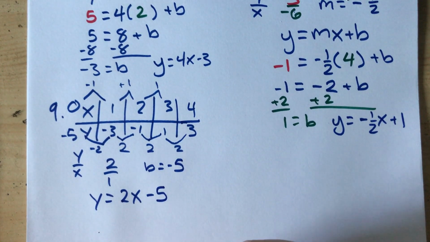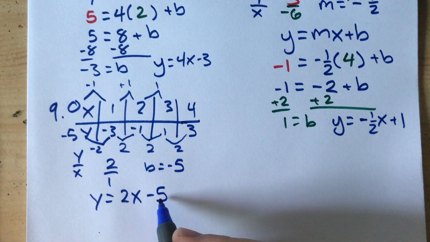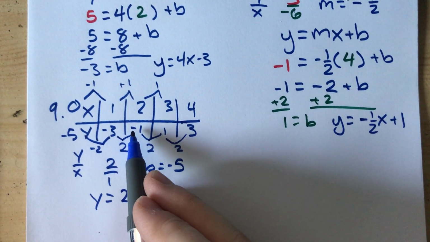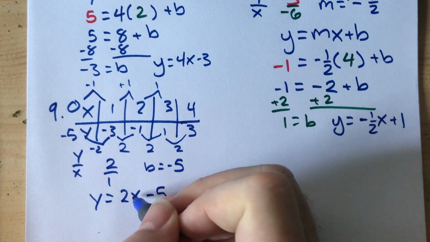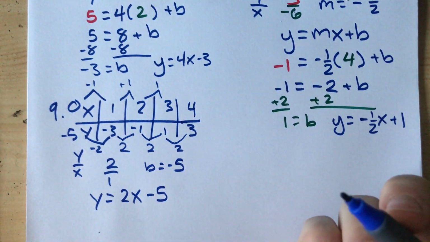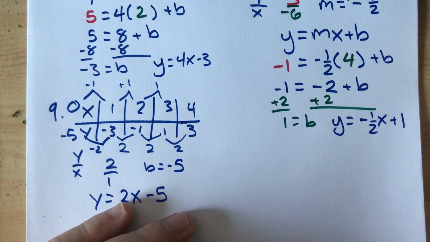Now if you're like, I'm not sure if that's right, check it. Plug in an x. Let's plug in 2. 2 times 2 is 4. 4 minus 5 is 1. Or, sorry, negative 1. Hey, it works. Since I said it wrong, let's do it again. Plug in 3. 2 times 3 is 6. 6 minus 5 is 1. You know it's right. And then you can feel happy and confident.